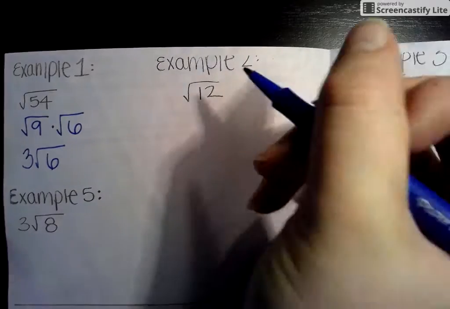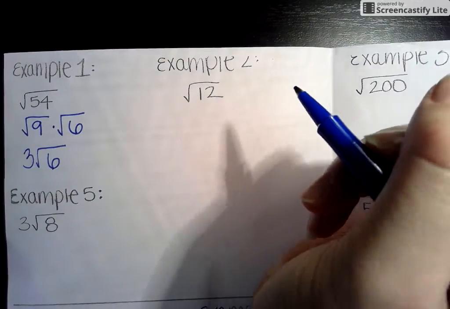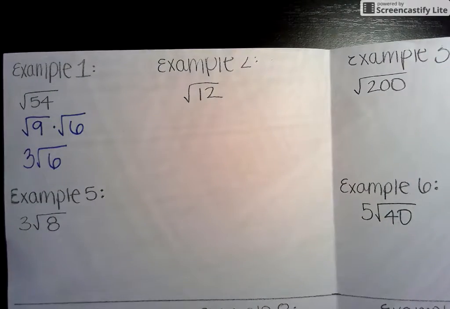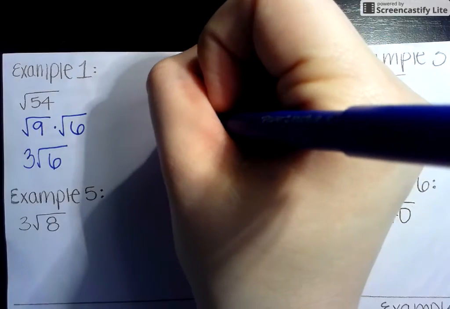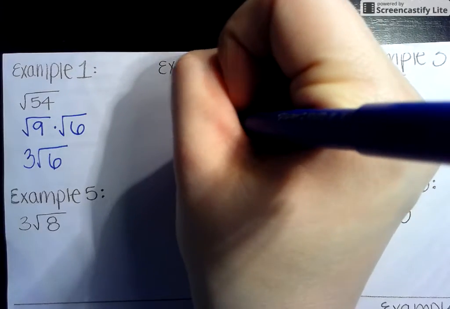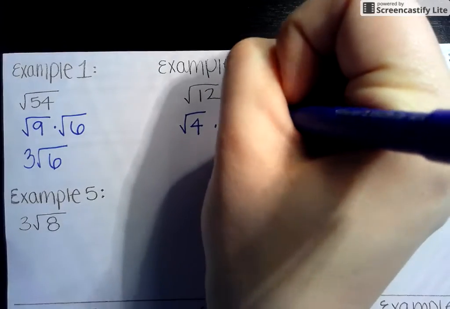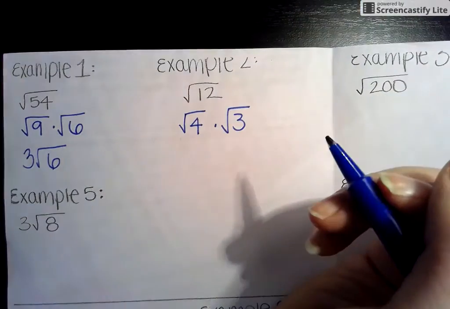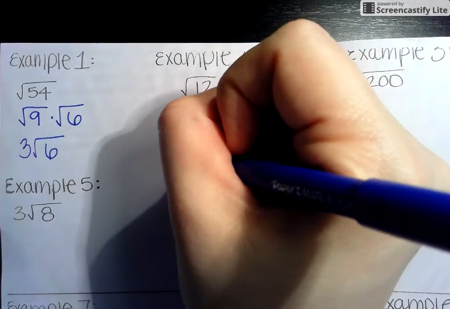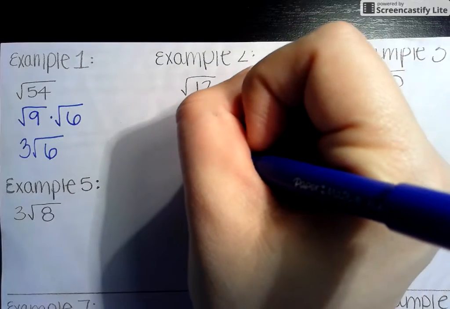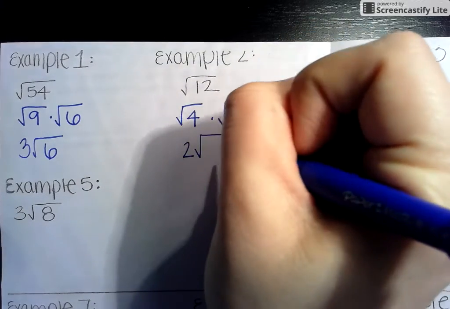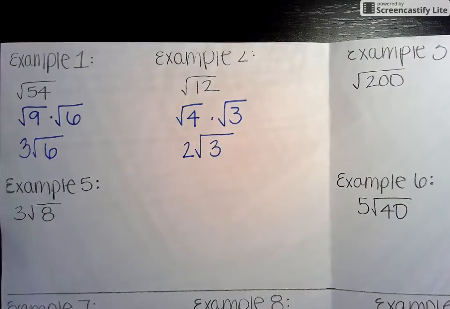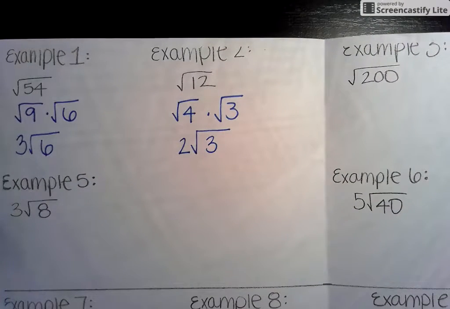So for example 2, I have the square root of 12. Well, I have to think about what is a factor of 12, one being the greatest perfect square value. And that's going to be the square root of 4 times the square root of 3. If I take the square root of 4, I can simplify that to 2. That's going to go on the outside of the radical, and then times the square root of 3. If I look at the square root of 3, I notice that it cannot be simplified anymore, so I'm just going to leave it.